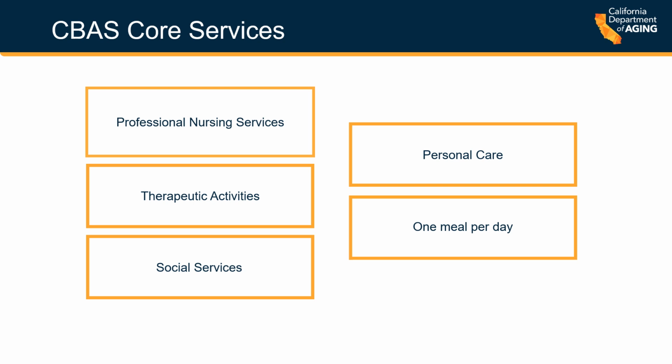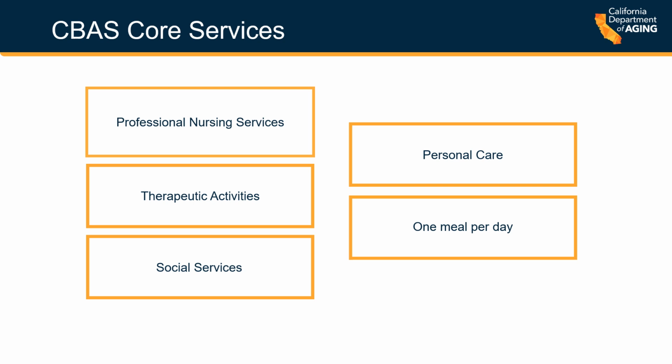CBAS providers are required to be open for at least 6 hours on the day they are licensed to operate. They must provide services for at least 4 hours to participants to receive reimbursement. Each CBAS certified location provides the following core services: professional nursing services, therapeutic activities, social services, personal care, and 1 meal per day. CBAS services must be provided in person at the CBAS certified location, except for qualified emergencies under Emergency Remote Services known as ERS.